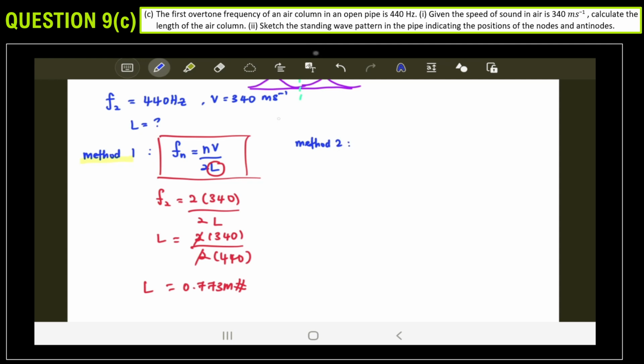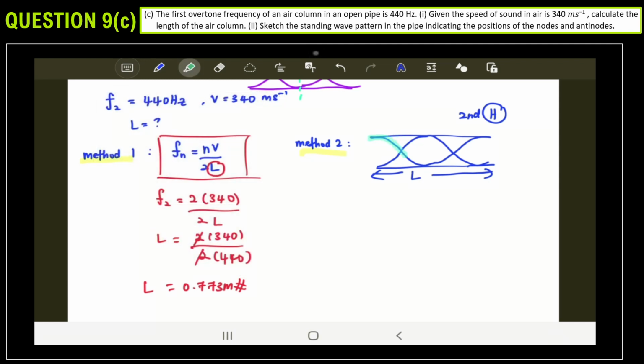Otherwise, you can use the second method. If you are confused about which equation to use, open pipe or closed pipe, you can try to draw the pattern. The pattern of the open pipe for the second harmonic. So this is for the second harmonic, 2 times X, 1, 2. This is the length L. And you can see here the length here.